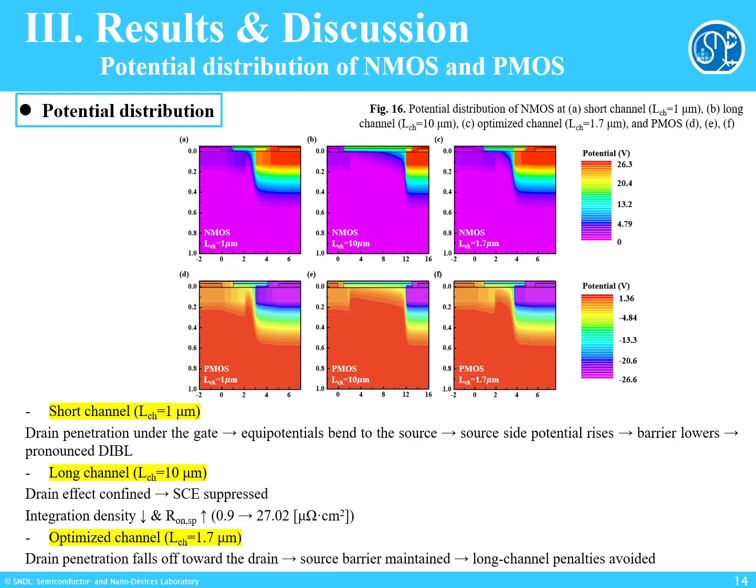Here we verified the result with potential distribution. In short channels, the drain field penetrates under the gate. The source barrier becomes lower and DIBL appears. In long channels, the drain effect is confined, so the barrier is preserved. But resistance is high and integration is poor. At 1.7 micrometers, the penetration decays smoothly and the source barrier is stable. So this structure confirms that the optimized length is valid.